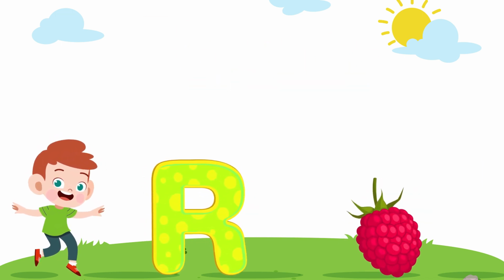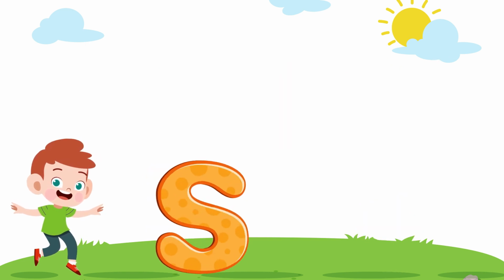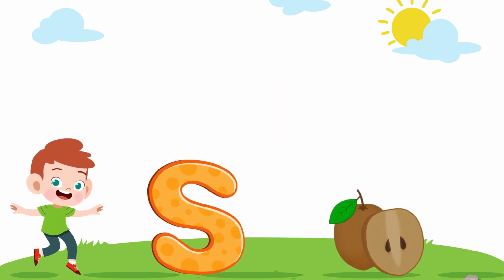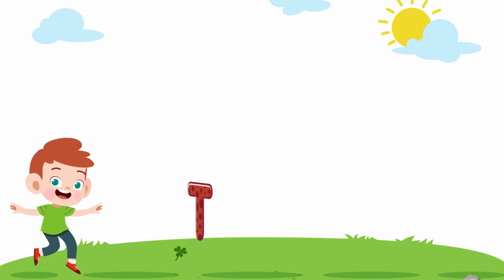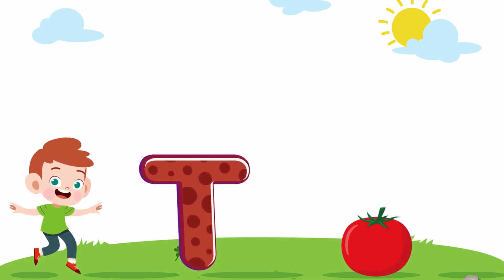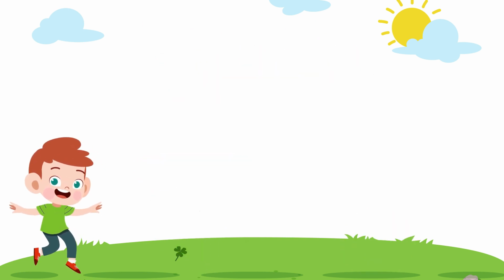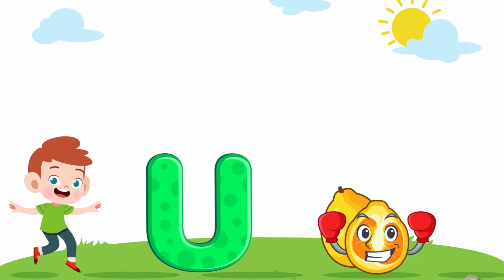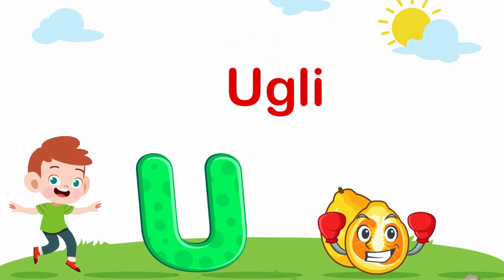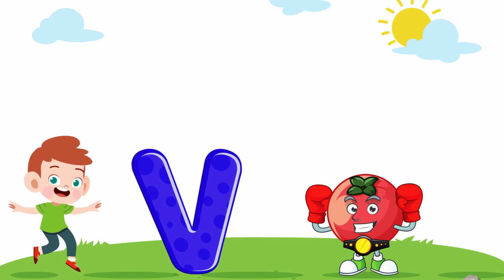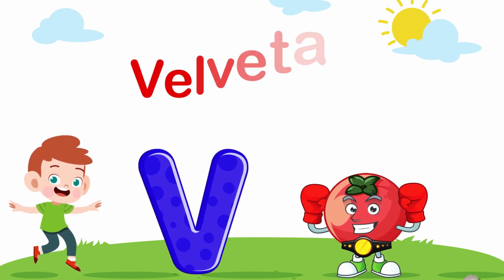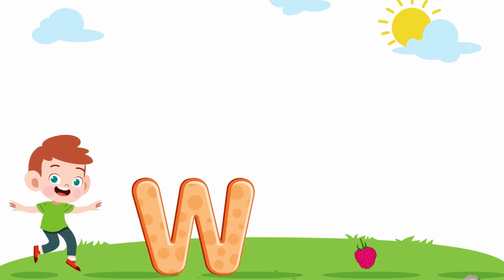R is for Raspberries. S is for Sapodilla. T is for Tomato. U is for Ugli. V is for Velvet Apple.